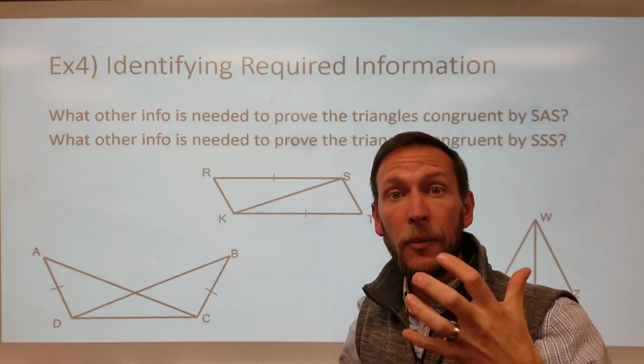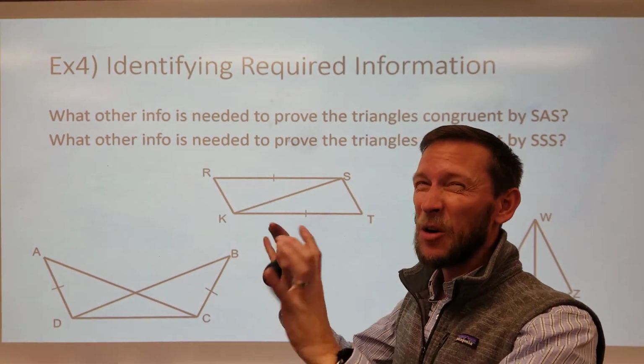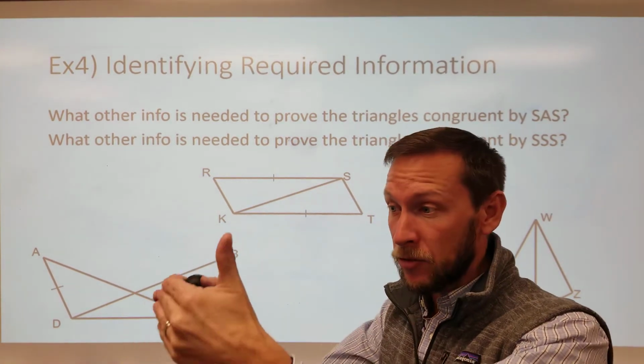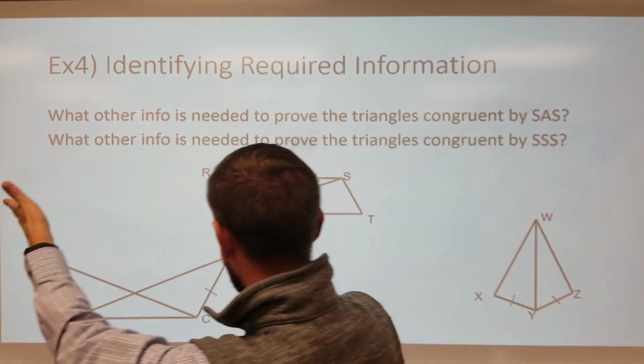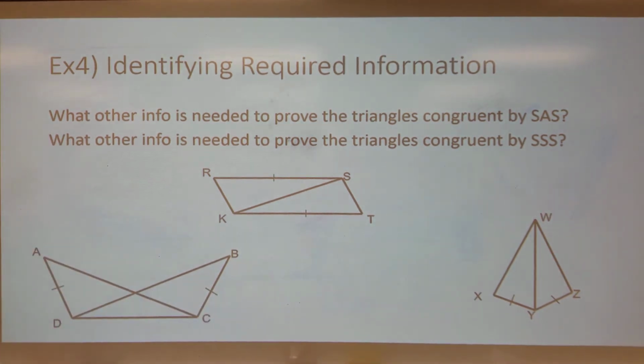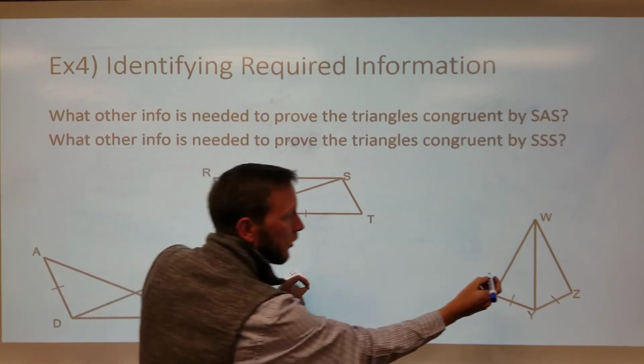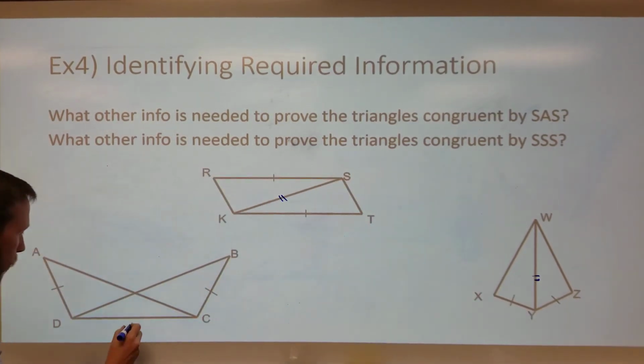And so you want to be able to look at the picture and say, what else do I need here? And can I get that other information? But that first step is, what else do I need? So in this case, drawing these pictures again, you should be able to tell that here we have a reflexive side. That's one of those freebies. We have a reflexive side. That's a freebie. We have a reflexive side.